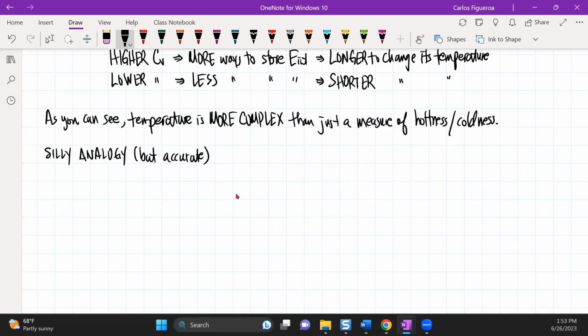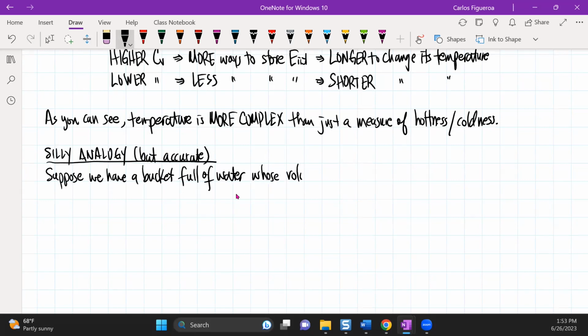Now, suppose we have a bucket full of water whose volume is 3 filled glasses.